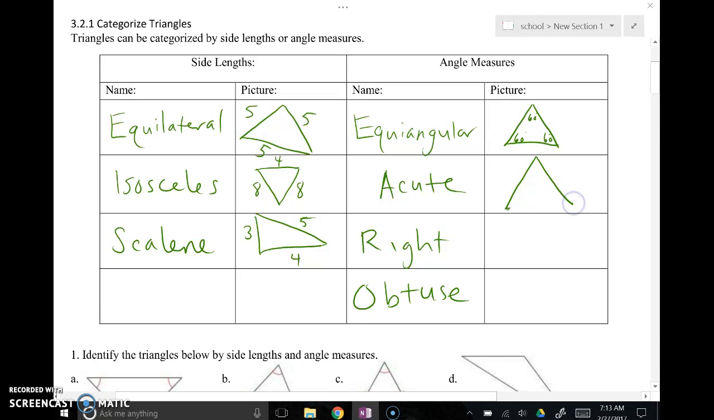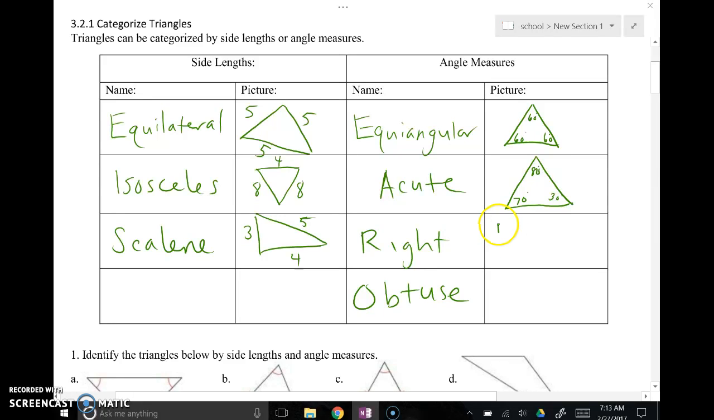An acute triangle is made up of three acute angles. So it still needs to add up to 180, but all angles have to be acute. So we could have something like an 80-degree angle, a 70-degree angle, and a 30-degree angle, where again their sum adds up to 180, but no angle is greater than 90 degrees.